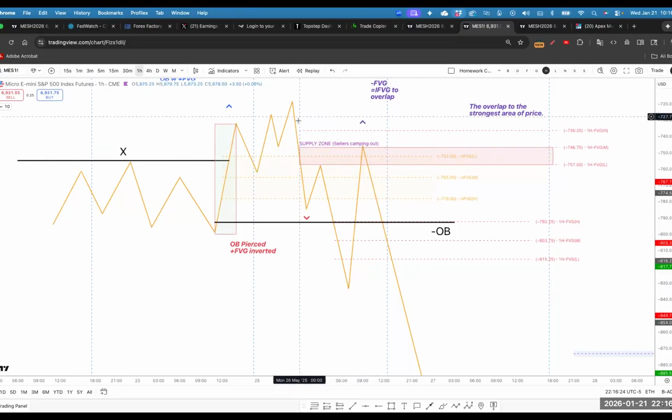We would sell in this red area, and then our stop loss would be above the candle that created the fair value gap to the downside, or the high. And then we target the low that was made here. And then there should be another area of liquidity below this area, or fair value gap, or order block, or something else.